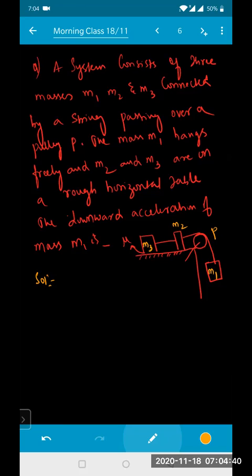In which direction is the pulley having the ability to move better? In the downward direction. So it is trying to move in the downward direction with acceleration a. So the total system will also move with the same acceleration, isn't it?